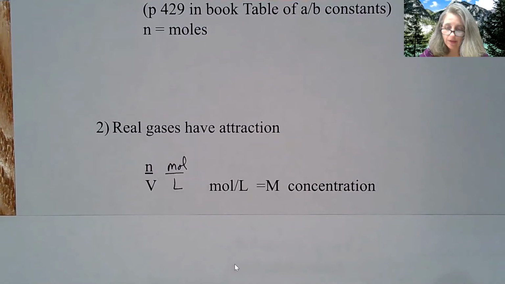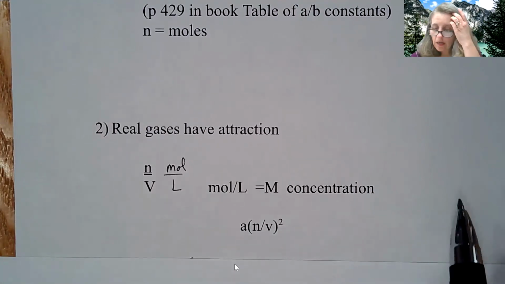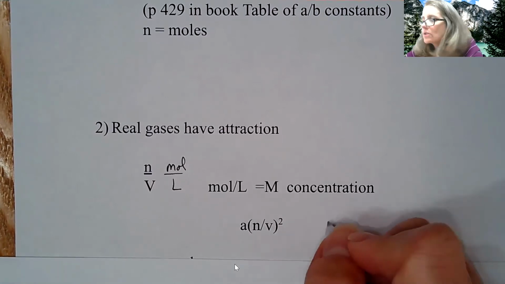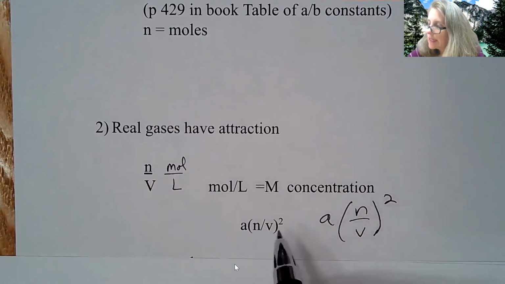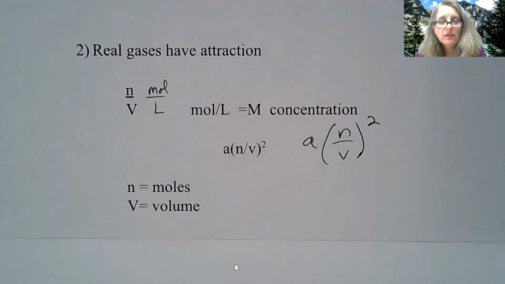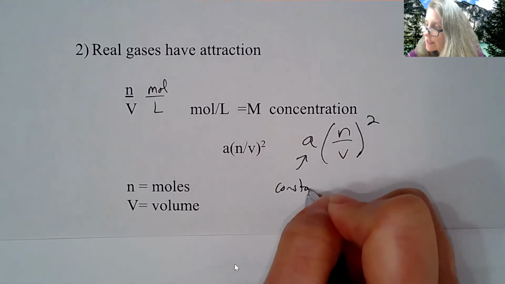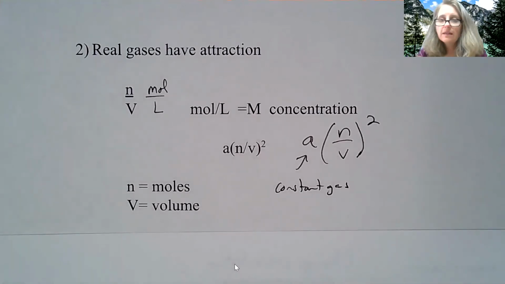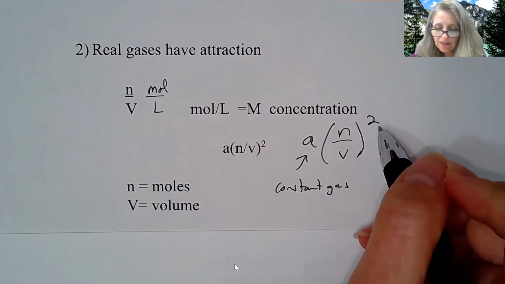So the higher the concentration, I can essentially use this equation. I'm going to rewrite it over here just so we can see it. A is a constant, and that's going to be determined by the gas itself. So this is the constant for the gas, and that's in a table that we can look at. n over V is going to be the concentration, and then it's squared.